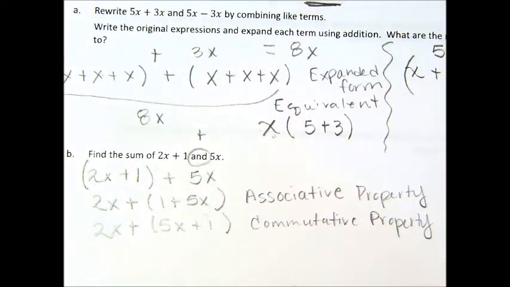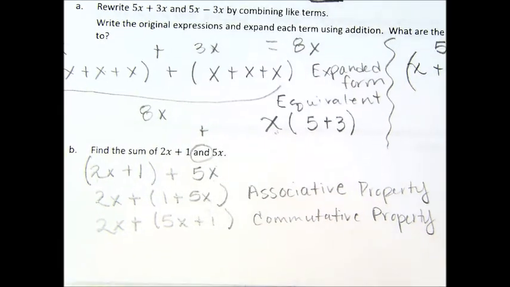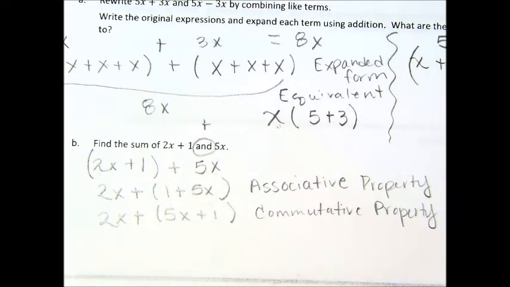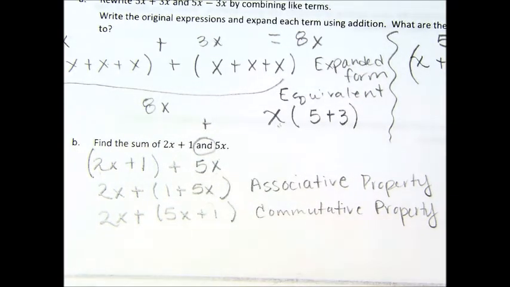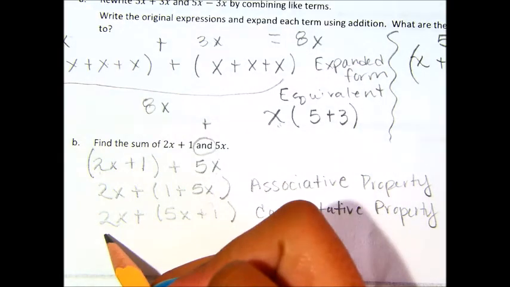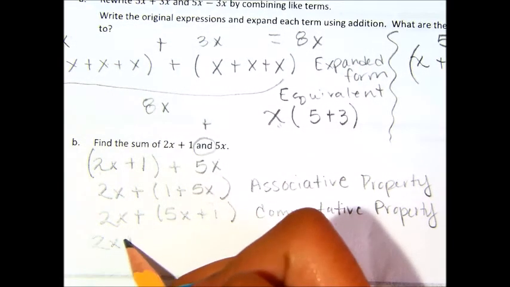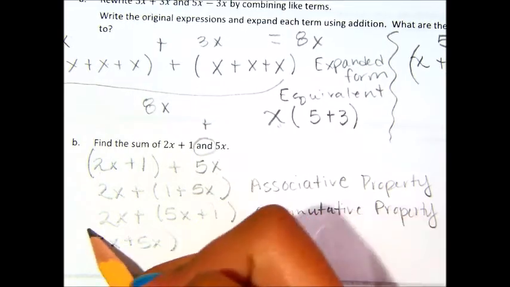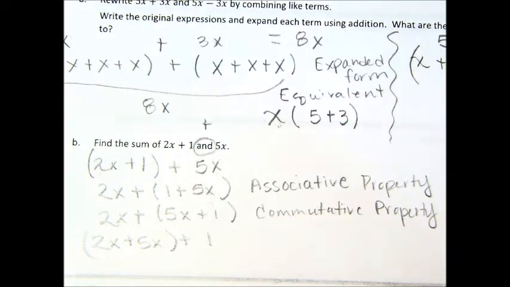Let's use the associative property to rewrite this expression another way so that I'm grouping together like terms. Remember, the associative property allows me to change the grouping of all of my summands, or the numbers that I'm adding. Using the associative property one more time, I can say that (2x plus 5x) plus 1 is an equivalent expression to the 3 expressions above.